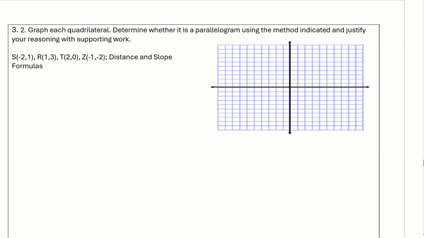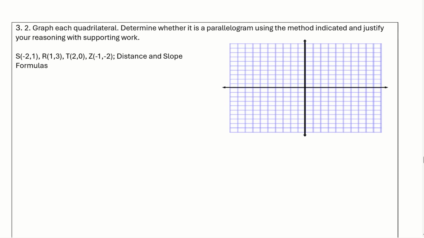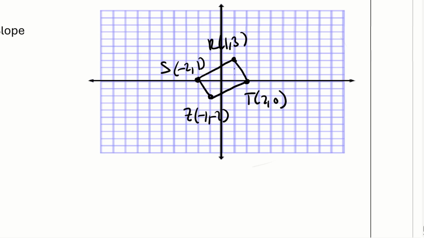All right, so now we're going to do the distance and slope formulas for both. So S is -2, 1. R is 1, 1, 2, 3. T is 2, 0. And Z is -1, -2, 1, 2. Oh, of course, Z is right there. Okay. -1, 1, 2, -2. Okay, so let's do the slope first.